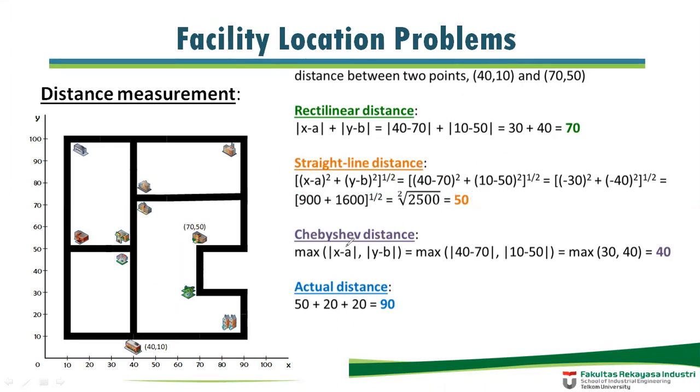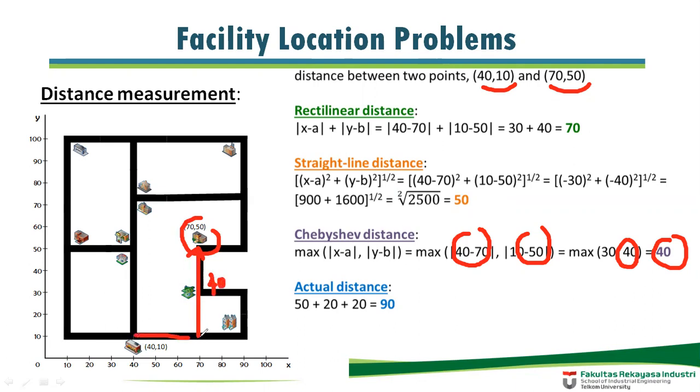And then the Chebyshev distance means we use the maximum of x and y. And don't forget to classify the x and y first: 40, 70, 10, and 50. So the differences are 30 and 40, and finding the maximum one, which is 40. It means if you want to reach this side, we only consider the maximum traveling distance. So the longest path is 40.